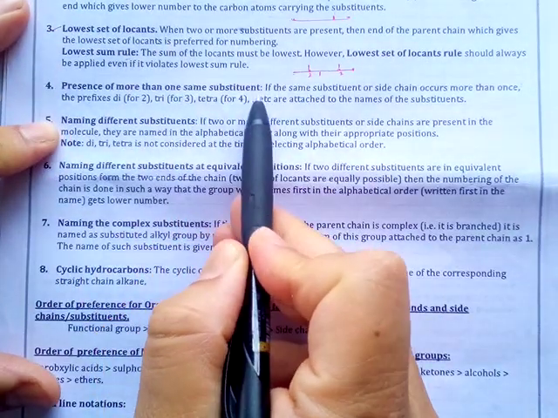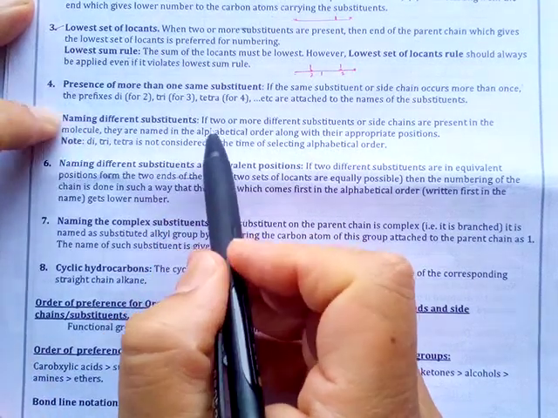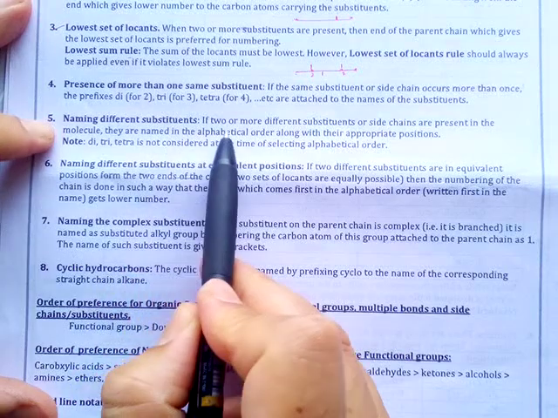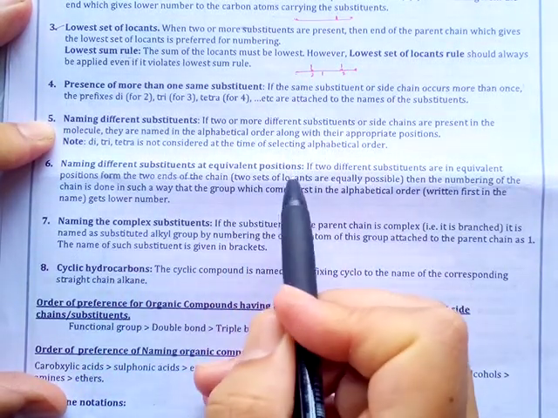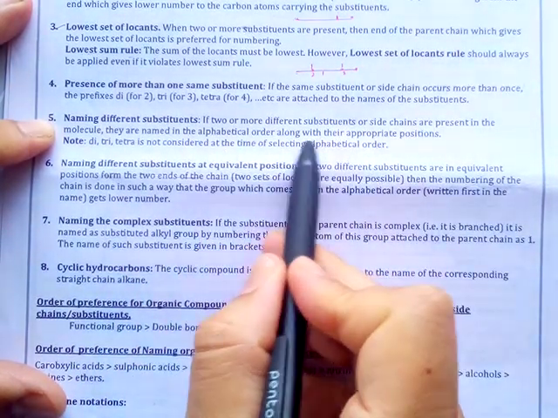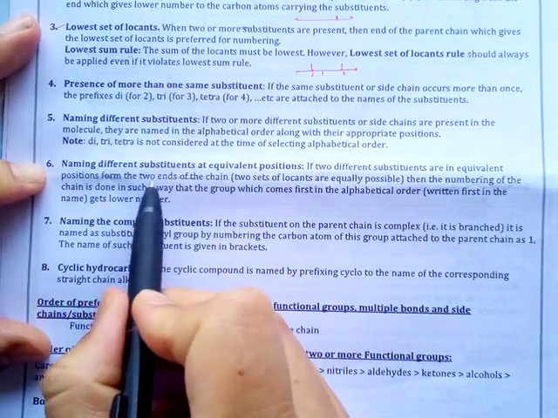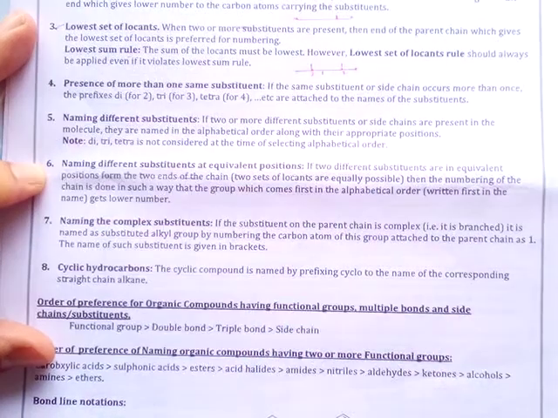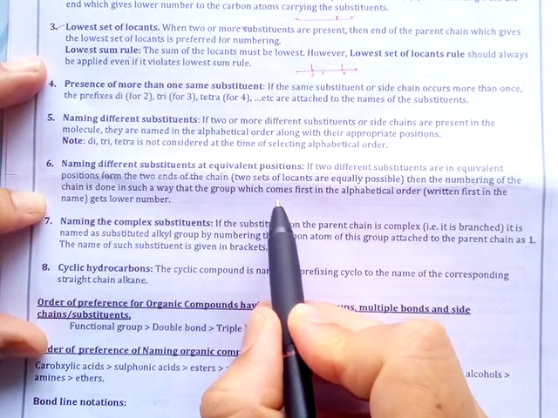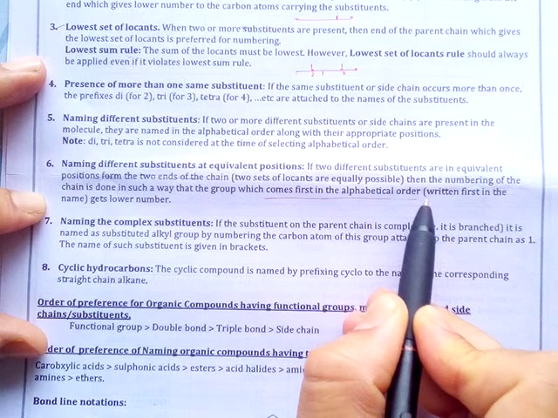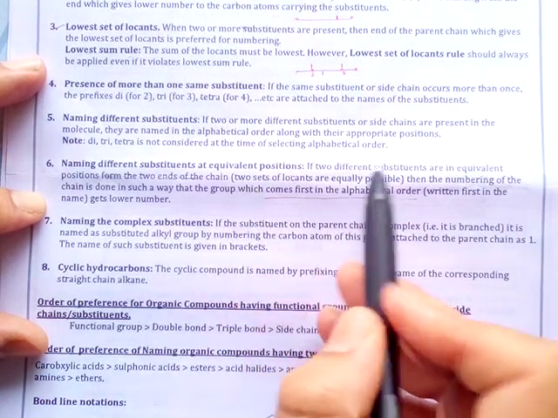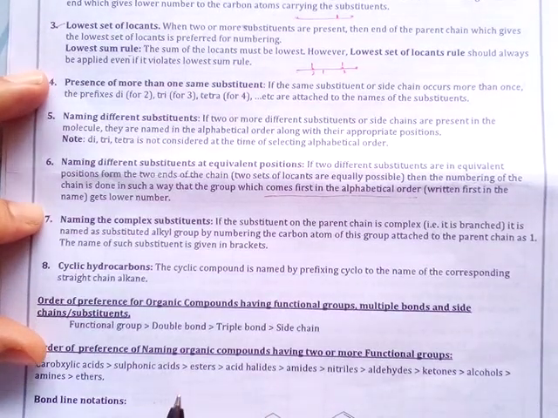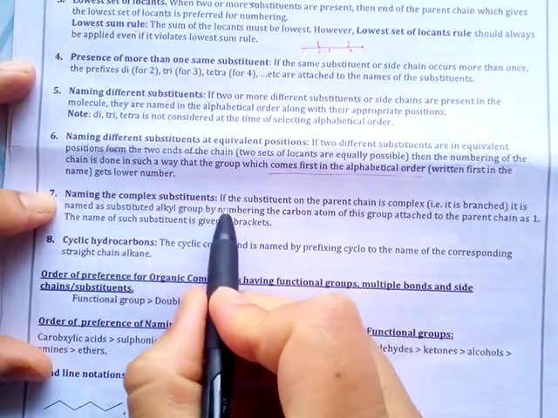With the presence of more than one substituent, you have to write di, tri, tetra, okay, according to that. While naming different substituents, you have to write them in alphabetical order. Then for naming substituents at equivalent positions, you have to look for the alphabetical order, okay. The first alphabet comes from which side, you have to number from that side, basically.